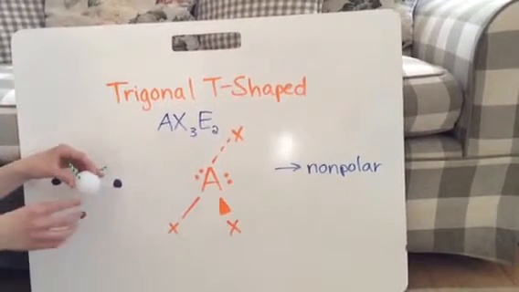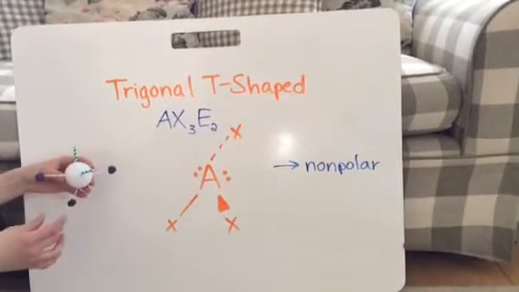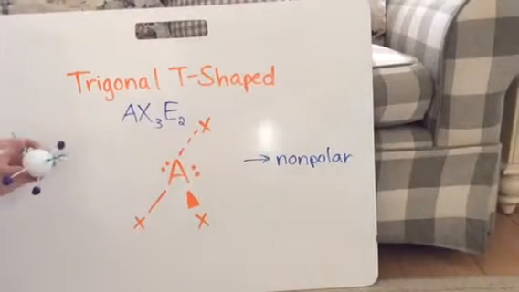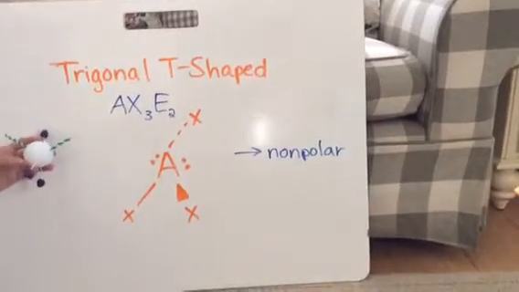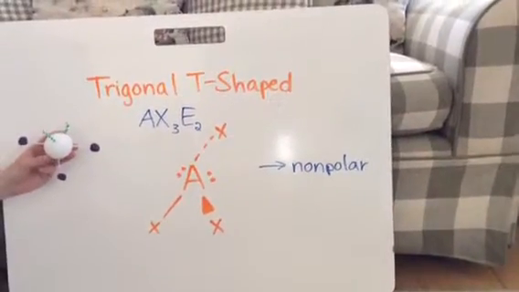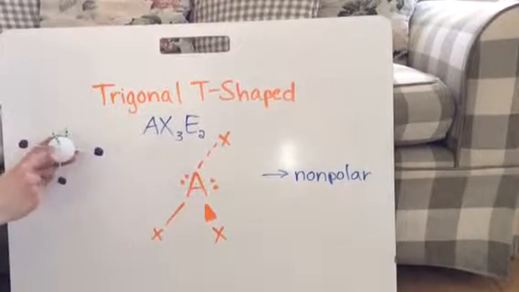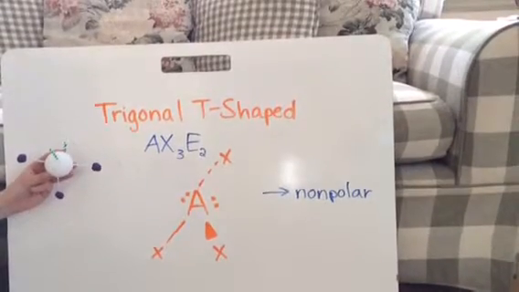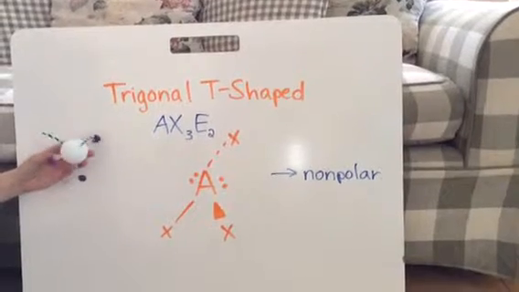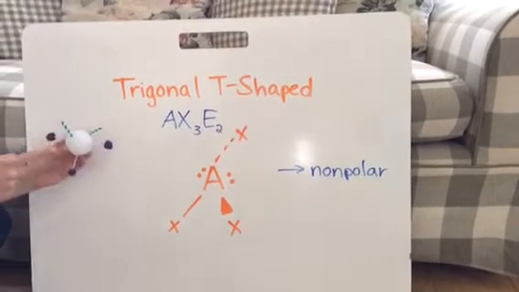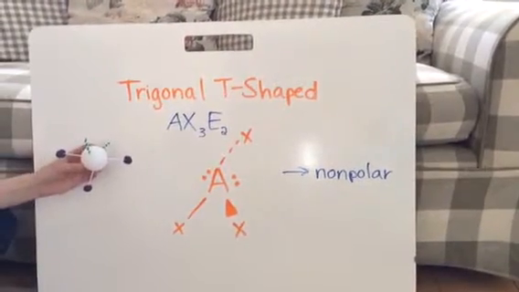Trigonal T-shape has one central atom surrounded by three other atoms. It has three pairs of bonded electrons and two pairs of unshared electrons. It gets its name because the two unshared electrons repel more, causing the atoms to be in a T shape. And it is nonpolar because the charges of the atoms meet in the middle and cancel each other out.